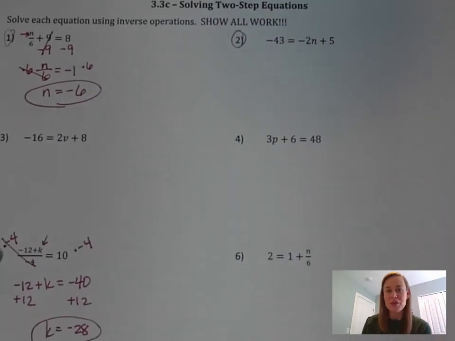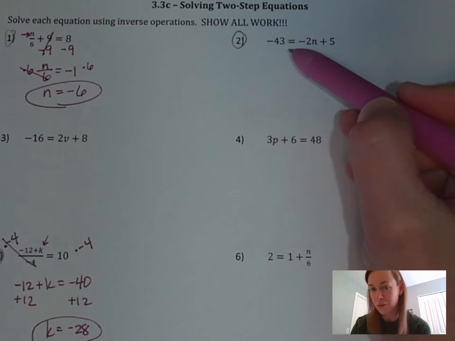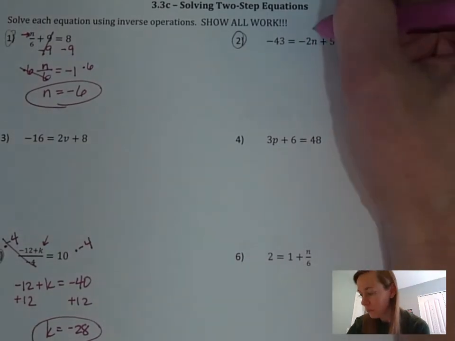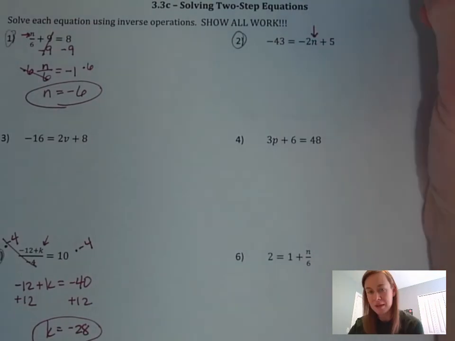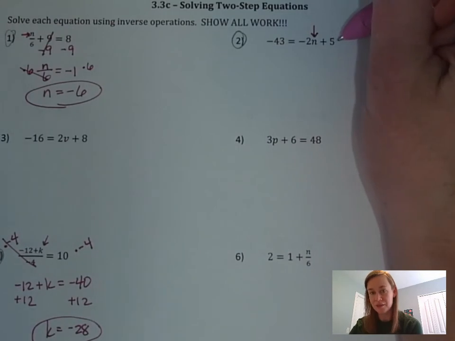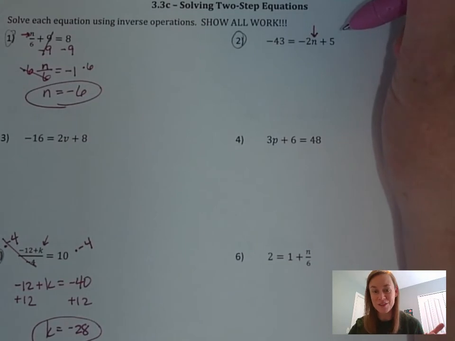Alrighty, in number 2, we have negative 43 equals negative 2n plus 5. We want the n by itself, which means we have to get rid of the negative 2, and we have to get rid of the 5. Which one do we get rid of first? This is a good time to pause the video if you want to.